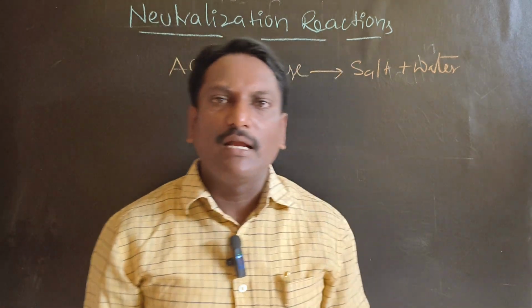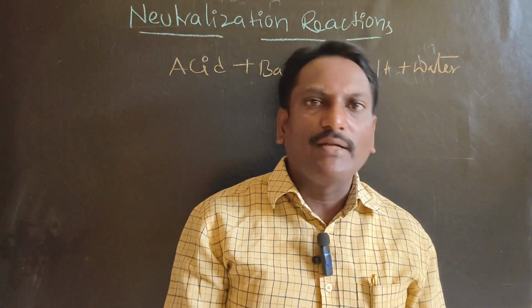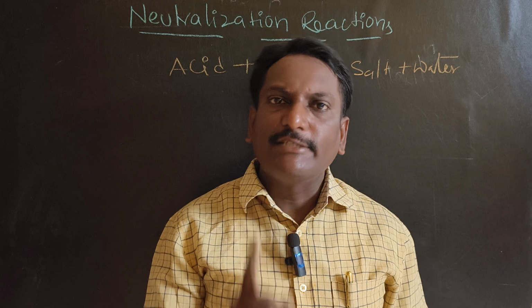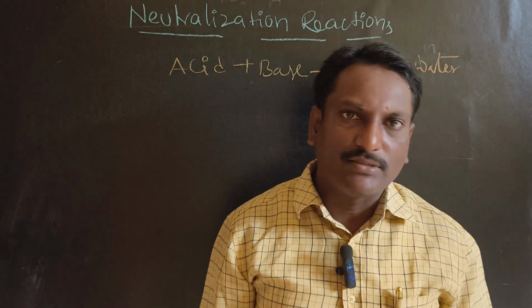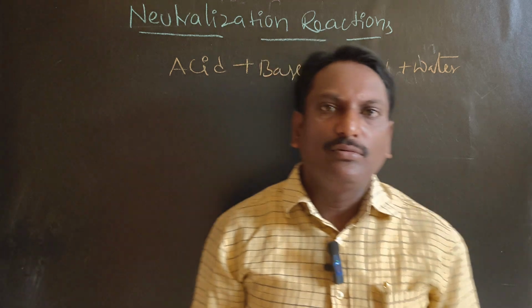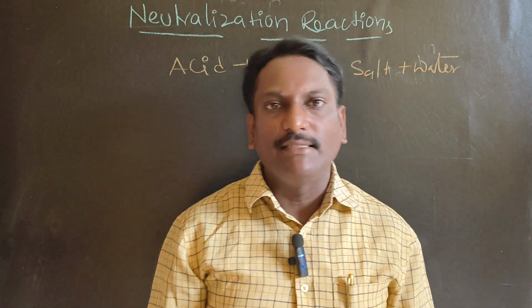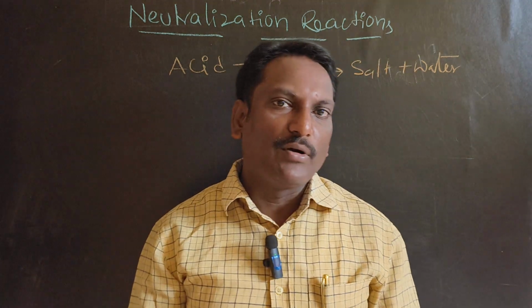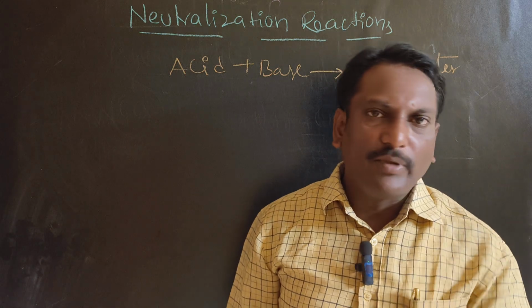If you want to understand how to get the products in a neutralization reaction, you must know examples of acids and bases with their ions. According to our syllabus, we must know at least 7 acids and at least 5 or 6 bases. Very, very important. I am going to write the acids and bases on the board. Please make a note of it.